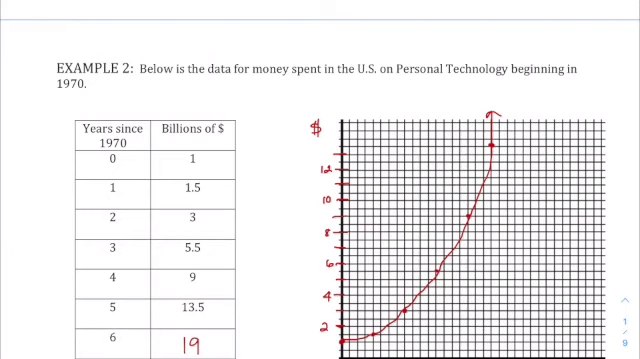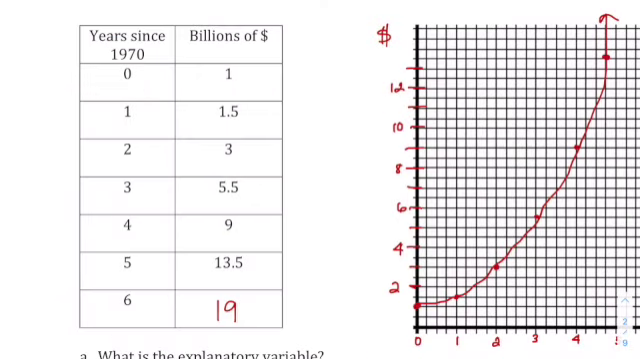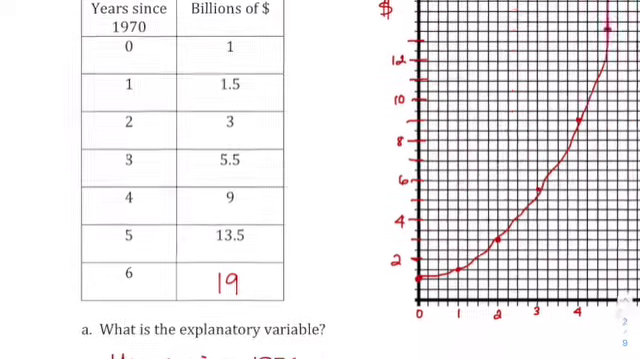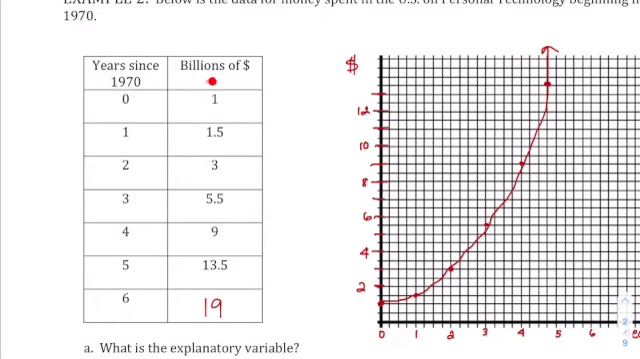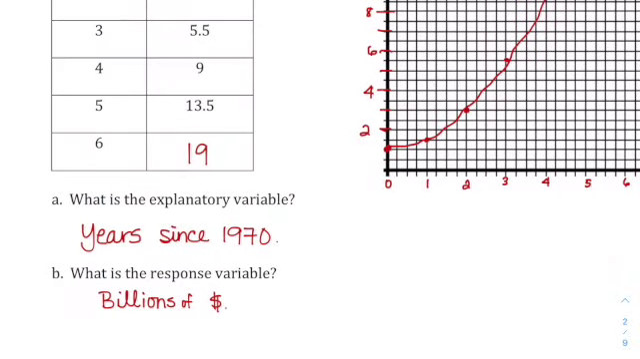For example number 2, below is the data for the money spent in the U.S. on postal technology beginning in 1970. So there's the graph. I would like to go through it with you so you understand. Letter A asks what the explanatory variable is, and that is again x. The second question asks what the response variable is, and that's your y right here.